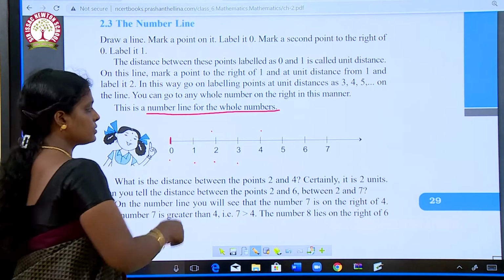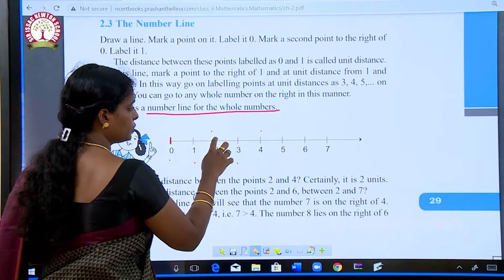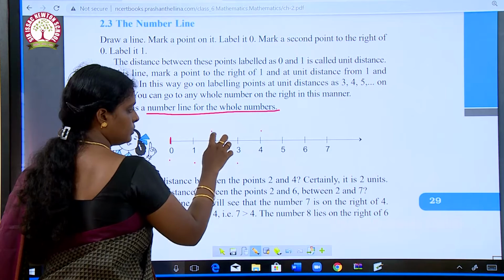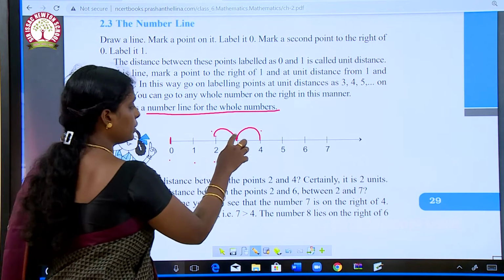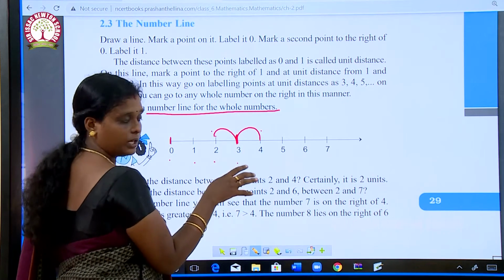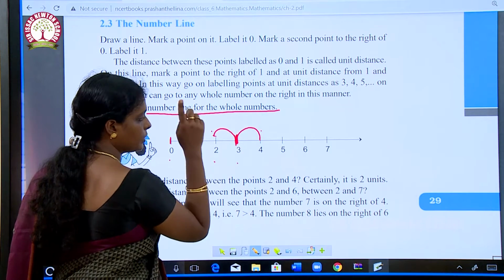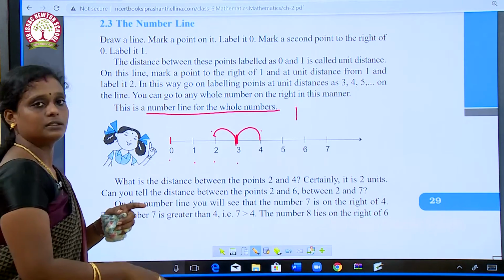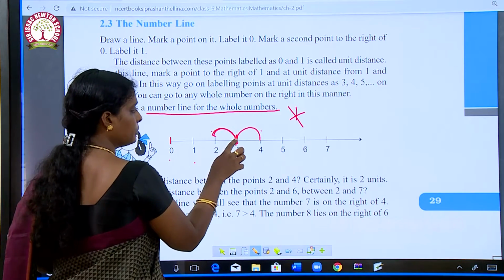How many jumps do you have to jump to reach 4 from 2? I am starting from here. So 1, 2. You should not count the number of units, because between 2 and 4 at the center you are having only 1. So 1 is the wrong answer. You have to count the number of jumps.